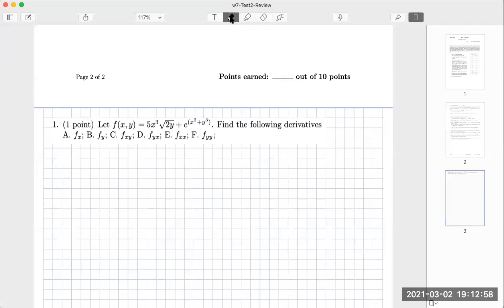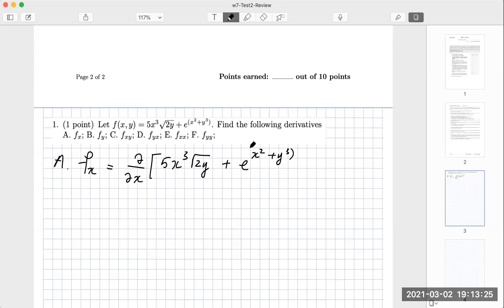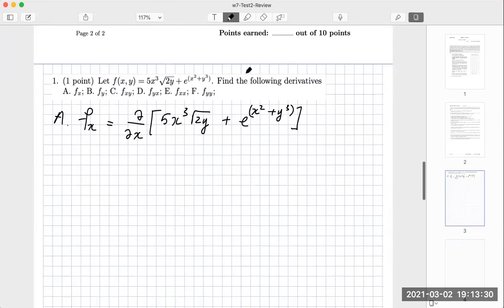Question A. In order to find the partial derivative with respect to x, we can write it this way, partial of this, and we're given that f of x, y is 5x cubed square root of 2y plus e to the x squared plus y cubed. Okay, that's it. Again, for the partial derivative with respect to x, we treat y as a constant.